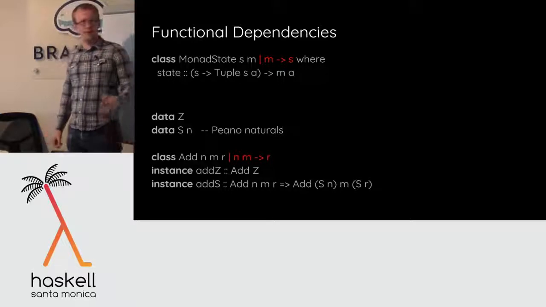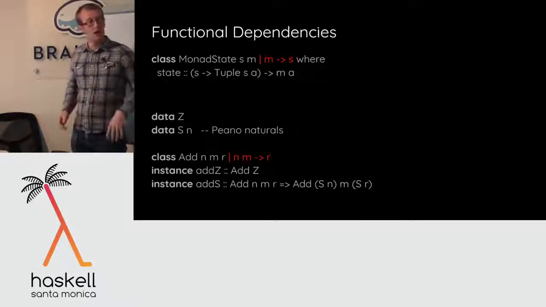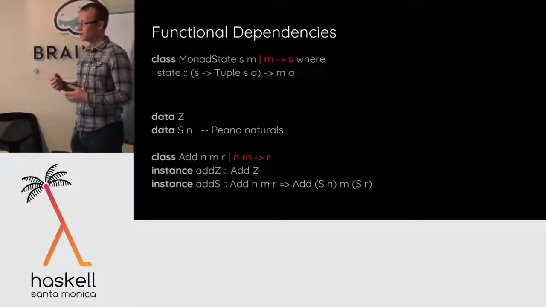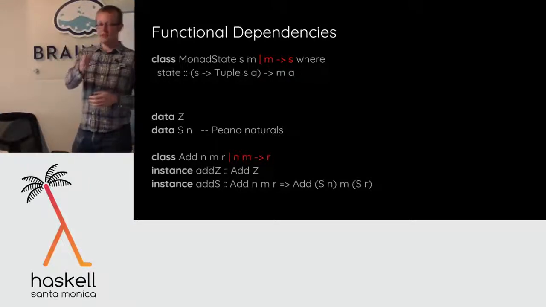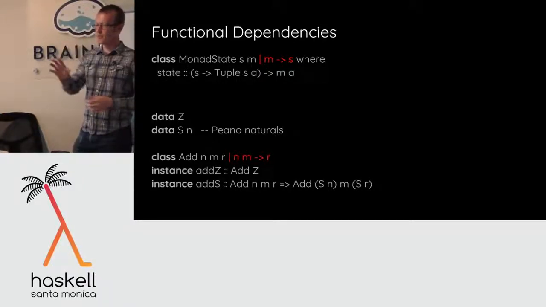Now it turns out when you have relations between types and type constructors, it's often useful to be able to say things like, compiler, if you can infer this type, then you can also infer the other type, right?